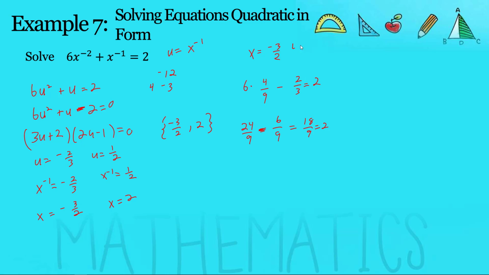So this works out. What about when x is equal to 2? Well, then we are going to have 6 times 1 over 2 squared, which will be 6 over 4, plus 1/2 is equal to 2. Well, 6 over 4 is just 3/2, plus 1/2, that's equal to 4/2, which indeed is equal to 2. So both of these work out.